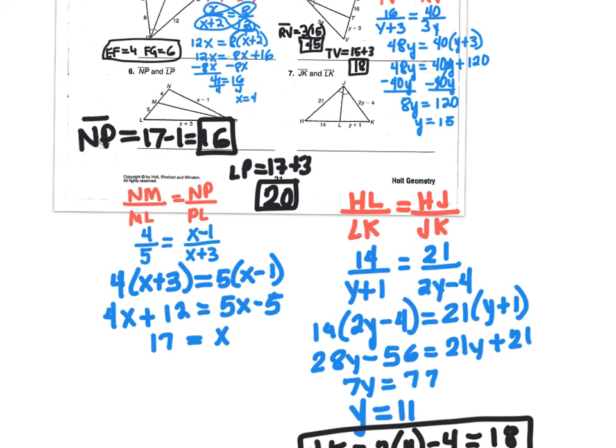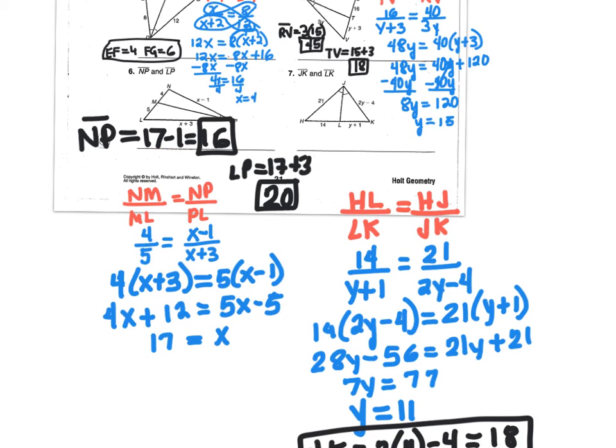Okay, so the answers for number 6 are 16 and 20. The setup is 4 is to 5 as x minus 1 is to x plus 3. When you cross multiply, you're going to have 4x plus 12 equals 5x minus 5. Subtract 4x, that's 1x. Add 5, that's 17. Then you go and plug it in.